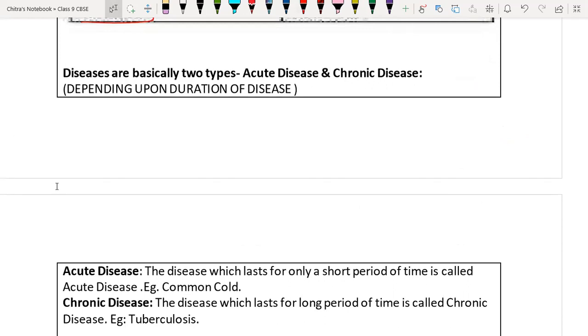Now we are going to discuss the diseases. They are basically two types. So that means we will discuss the types of diseases. On the basis of the time required by the disease on the patient's body, we have two types of disease. The first one is called acute disease and the other is called chronic disease. Acute disease lasts for only a few days. This is the type of disease on the basis of duration. Duration means the time period.